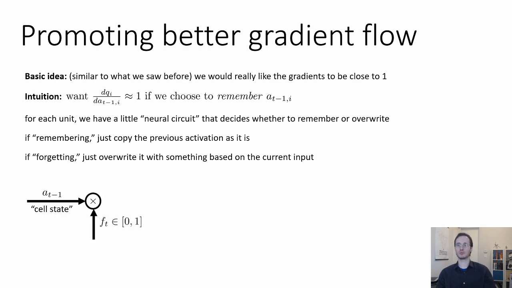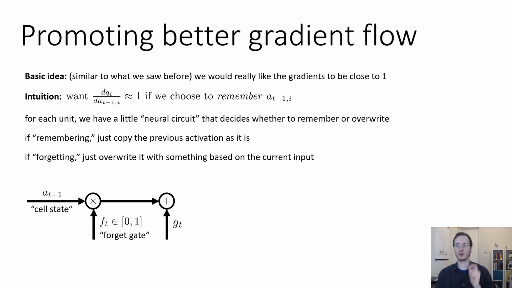And we're going to multiply the cell state, a_{t-1}, by some number f_t, which is a number between 0 and 1. This is referred to as a forget gate. Intuitively, the reason it's called a forget gate is that if it's set to 0, then you forget what you had, and if it's set to 1, then you're going to remember it. So it's going to be a number between 0 and 1, inclusive.